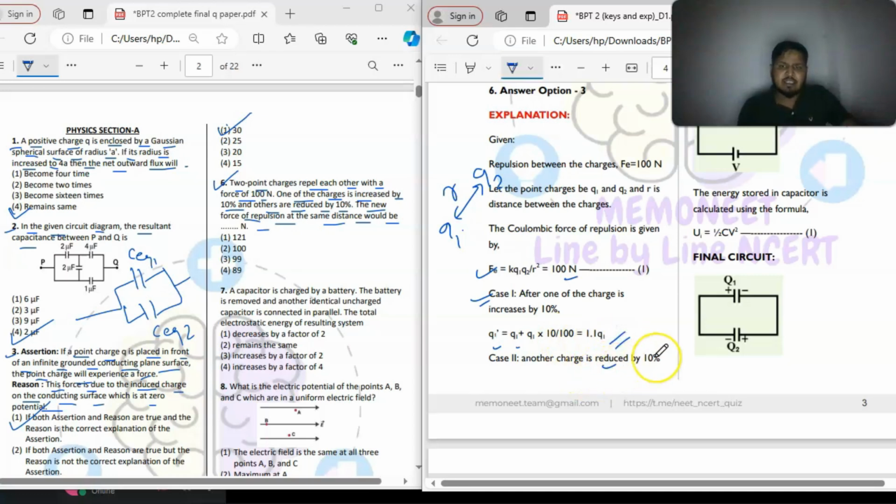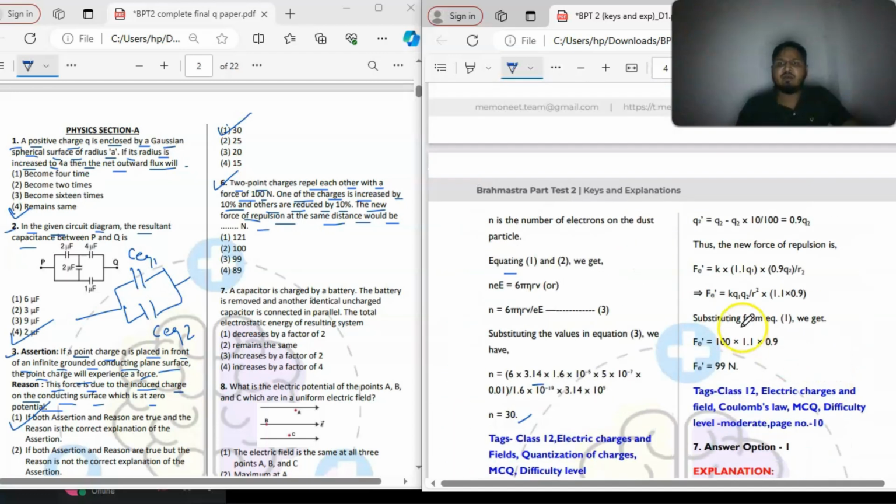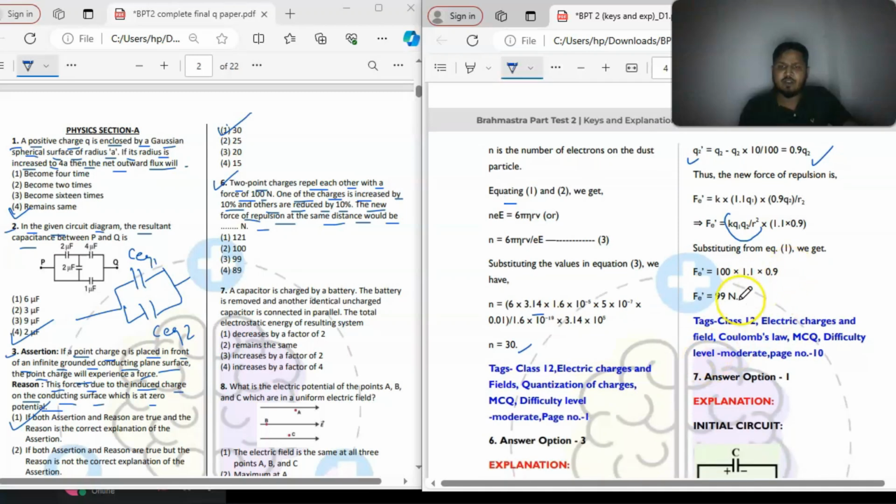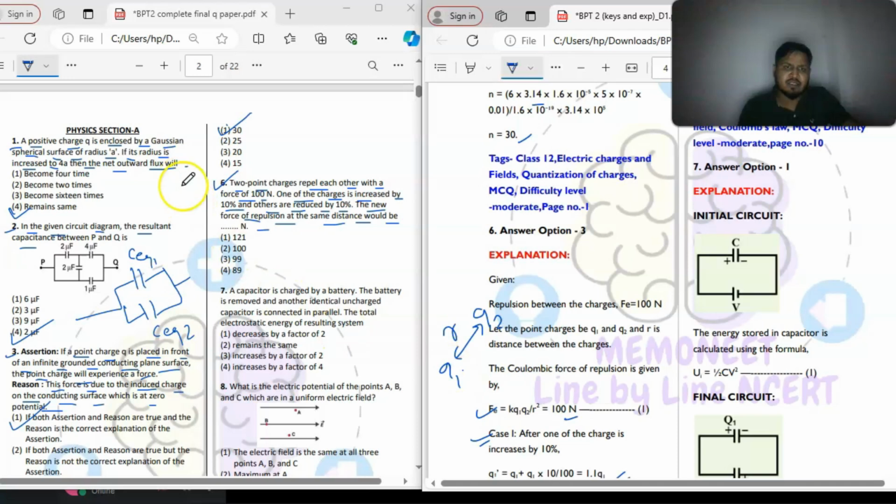Now the other charge is reduced by 10%. So we have to find the new charge on that one, that is Q2 minus Q2 by 10, and after solving this we get 0.9 Q2. Now the new force will be equal to K into 1.1 Q1 into 0.9 Q2 by R square. Now put the value of K Q1 Q2 by R square, that is 100. Putting the value of 100 here and after solving, we get F is equal to 99 Newton. So which option is the correct option? Our third option will be the correct option.